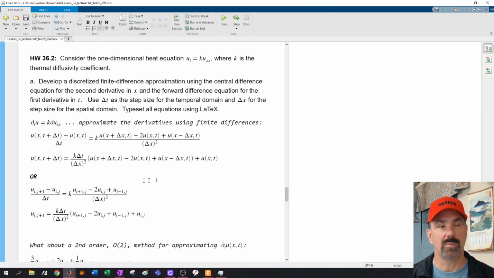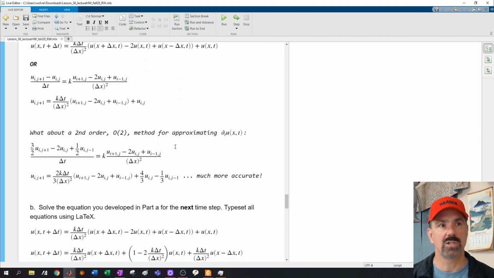And the middle problem here, this is where we do the full heat equation, and we come up with this representation here. And this is the one you're going to end up programming.